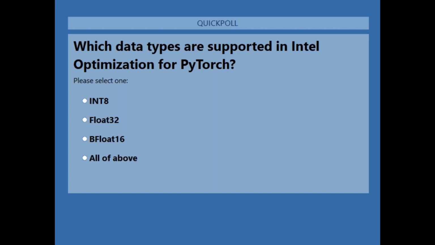In IPEX, in the Intel optimizations for PyTorch, we include all of these data types: int8, float32, and bfloat16. All of these data types are supported in the Intel optimization for PyTorch. Okay, so let's move to the hands-on lab.